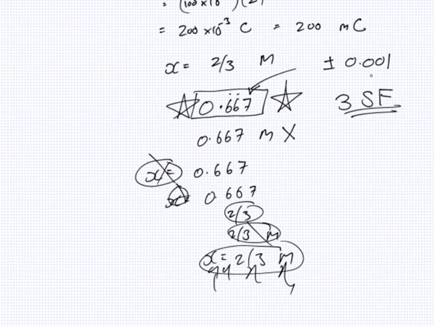Now please wait, just before you go, when you're typing in your answer, let me give you an example. Suppose your answer was 2/3 meters. You could type it like this, or this, or this, or you could even type it in like this.